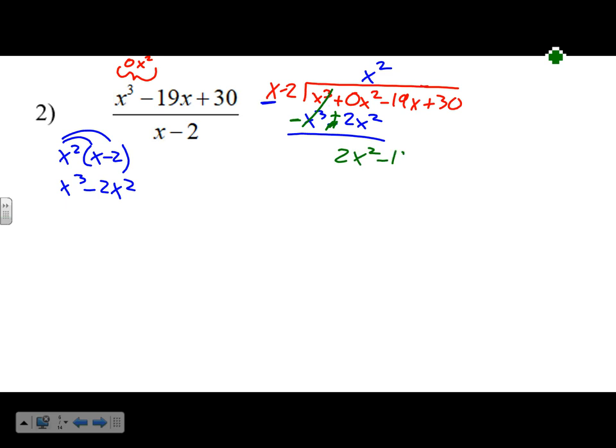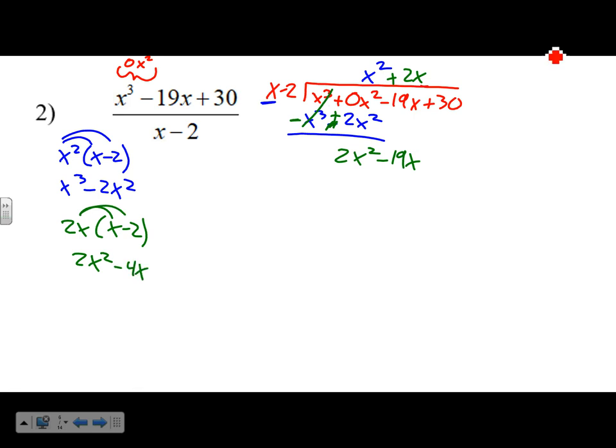Bring down your negative 19x. And do the same thing. What would I multiply by x to get 2x squared? Well, I multiply it by positive 2x. So over here, 2x times x minus 2. Distribute that out. That's 2x squared minus 4x.